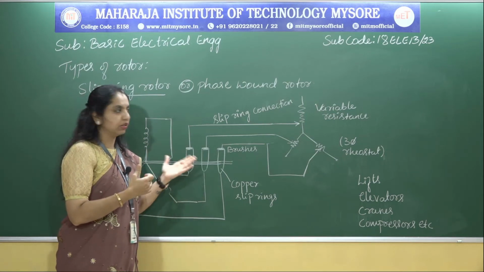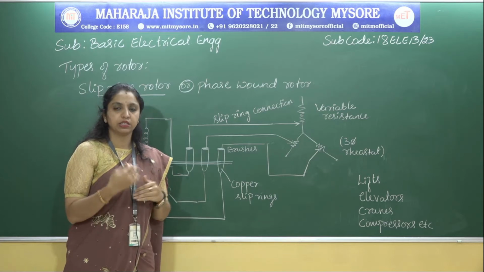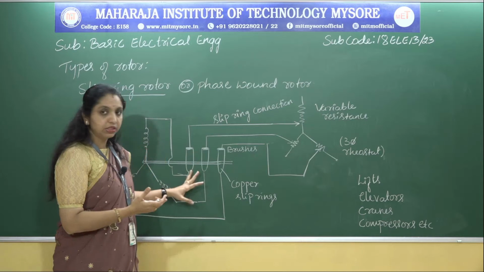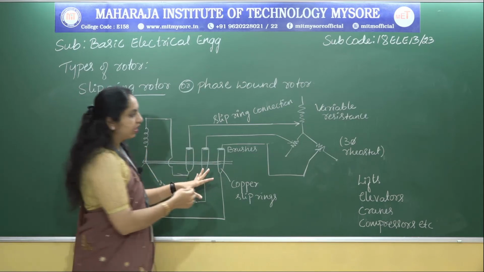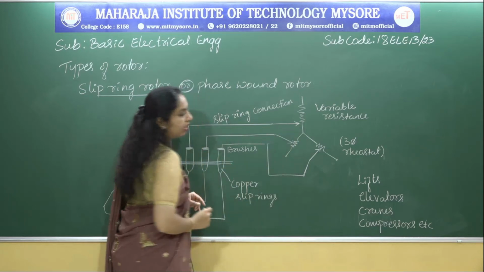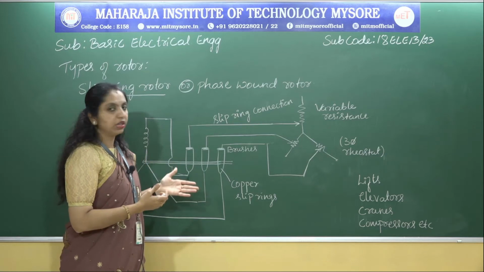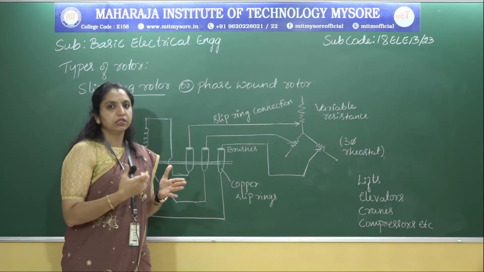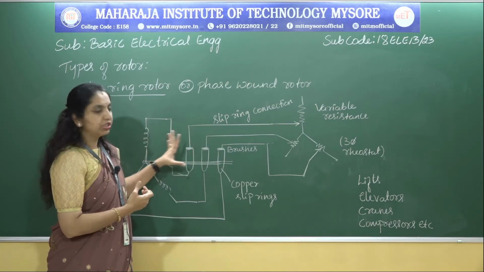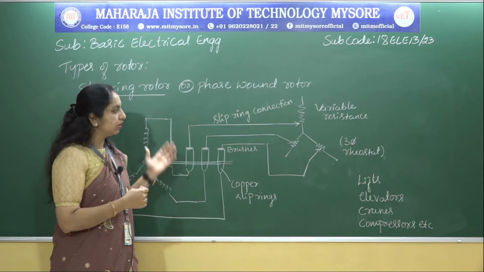In the previous case, that is the squirrel cage rotor, of course it is not possible to add any external resistance in series with the rotor, but in this case we can have any external resistance, especially for starting purposes, so that we can get high starting torque. And these are the construction details of this slip ring rotor.